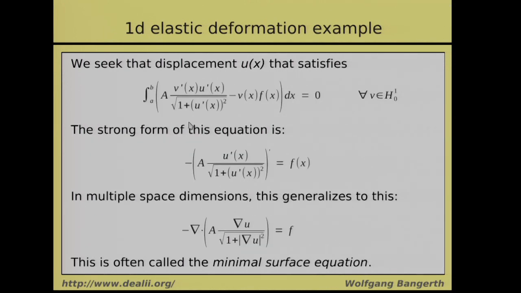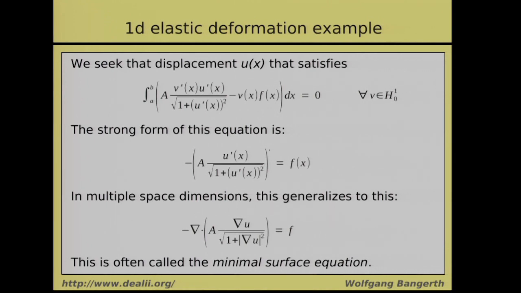If this has to hold true for all v, what I should do is get the derivative off of v by integration by parts, and then I get something times v equals 0, and the something is exactly this expression here. So minus the derivative of a u prime divided by the square root of 1 plus u prime squared, all prime, equals f.